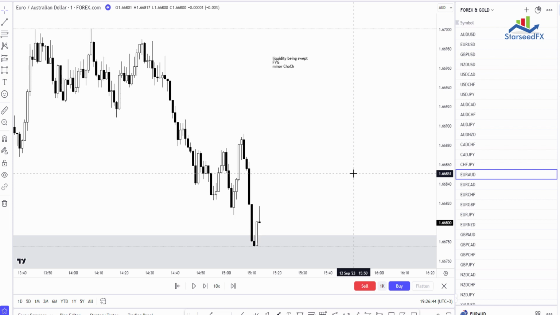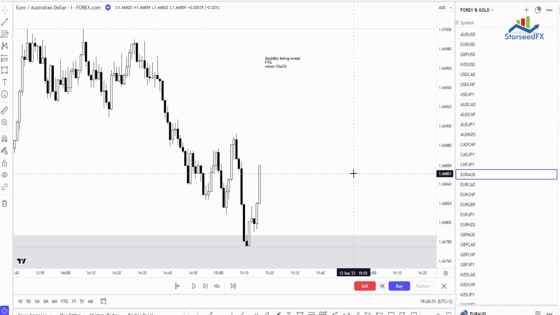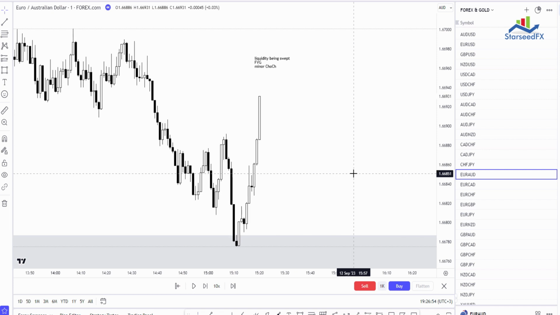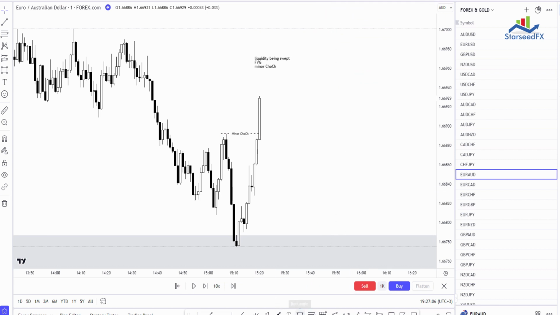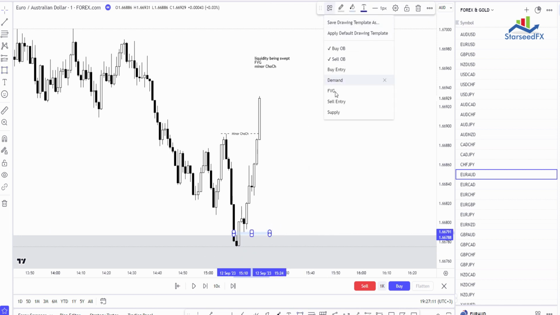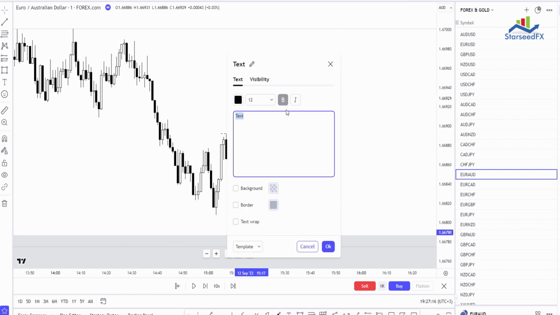Okay, now the market started to retrace up. Let's move on a little bit more. Okay, I will stop here for a second. I got a change of character, a minor change of character, CHoCH minor. And I got a fair value gap, a very small fair value gap over here. And I think I will write it down because it will not appear. Fair value gap. Okay.